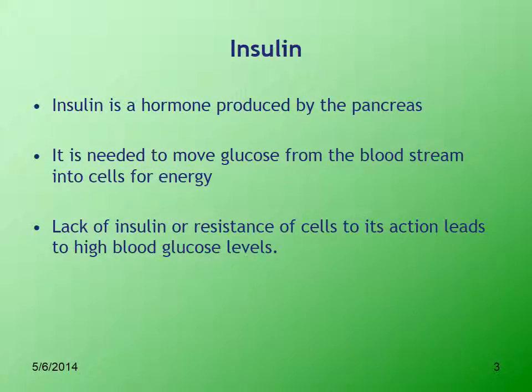Insulin is a hormone produced by the pancreas. It is needed to move glucose from the bloodstream into cells for energy. Lack of insulin or resistance of cells to its action leads to high blood glucose levels.